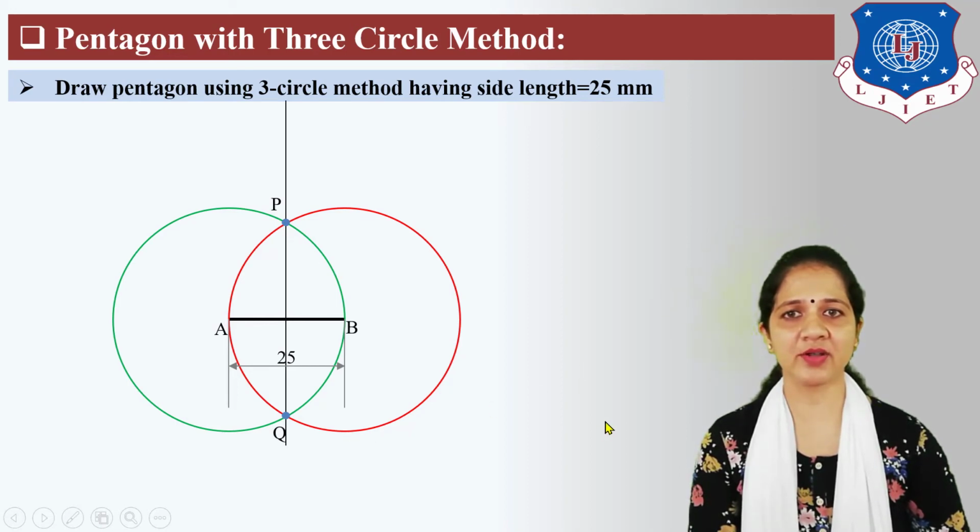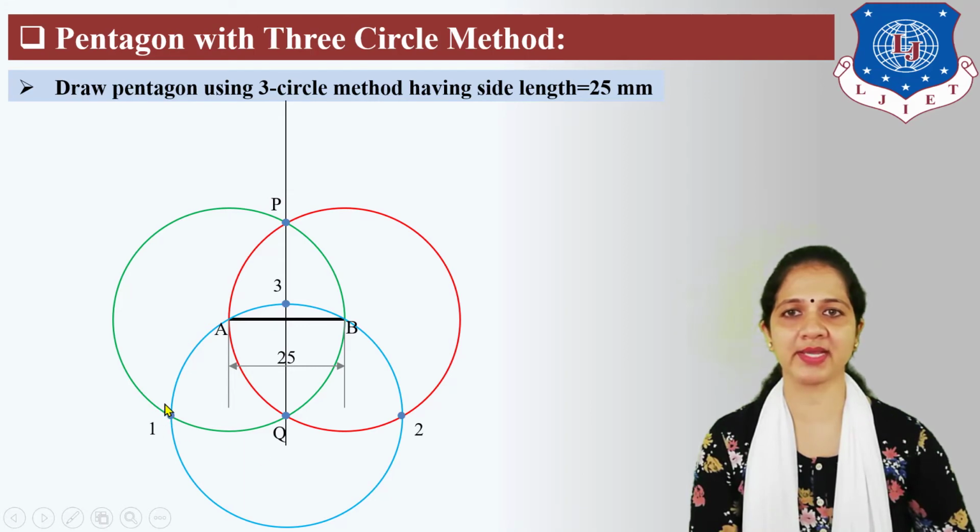Next, draw a circle. Take center Q, radius QA or QB. This circle intersects at 3 points. Mark these 3 points as 1, 2, 3. Next, connect points 1 and 3 up to the B center circle. Connect points 2 and 3 up to the A center circle.